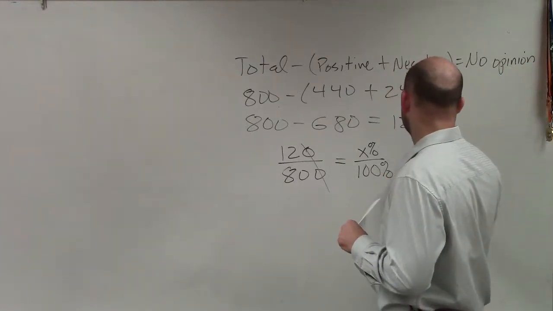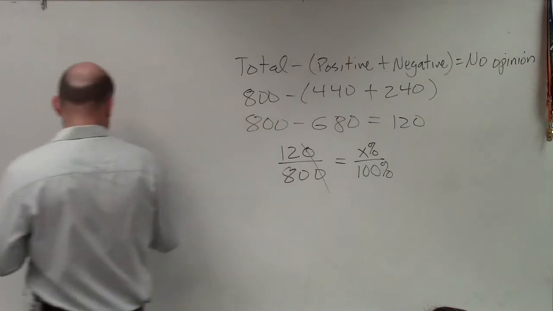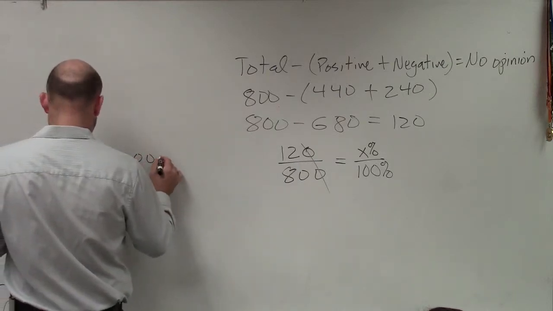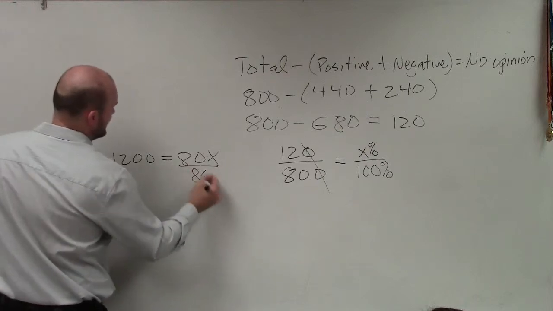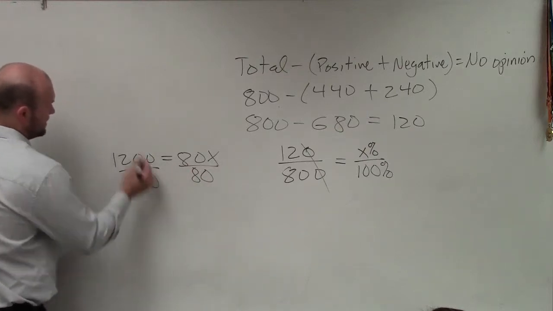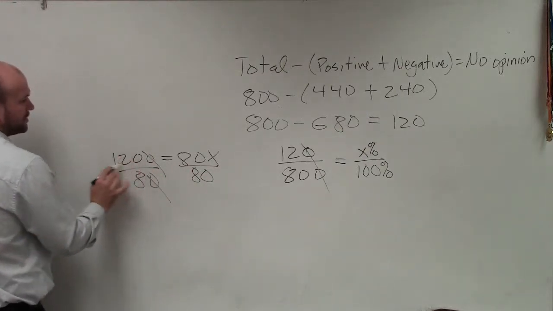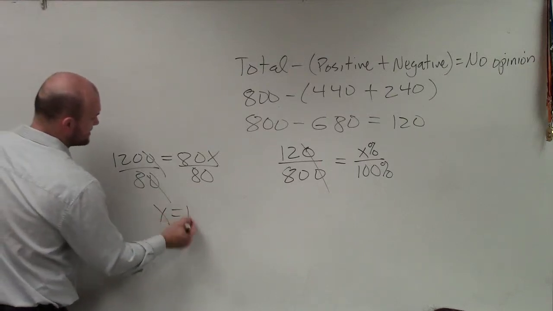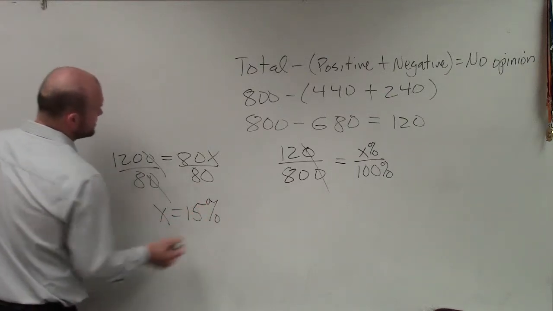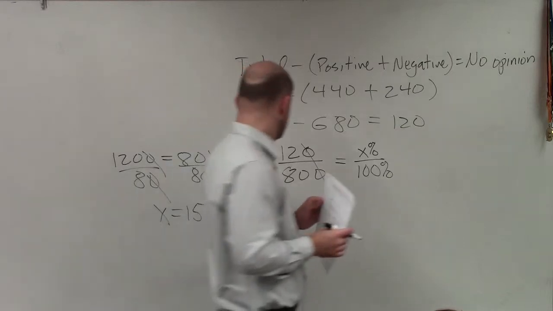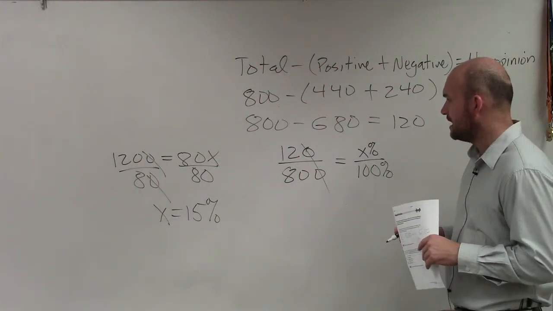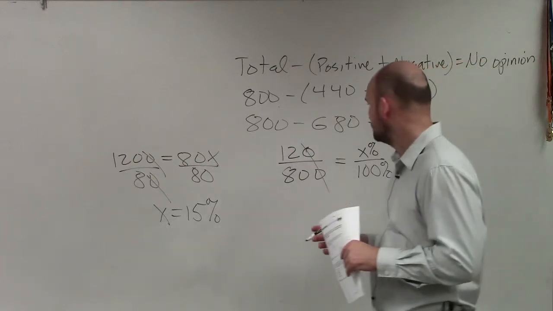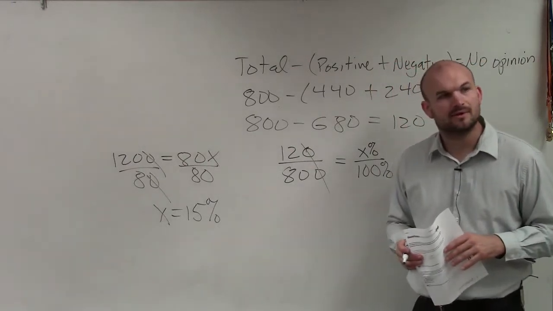All right, so then if I go ahead and apply my cross product, I have 120,000 equals 80x. Divide by 80, divide by 80. Again, 120 divided by 8, x equals 15%. You obviously could have multiplied that in there as well. Make sense? Anybody have any questions?